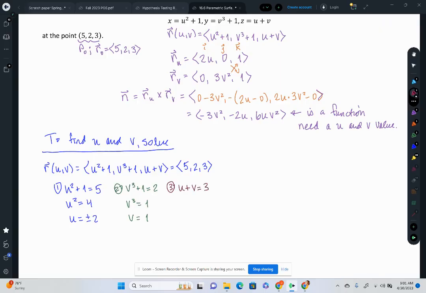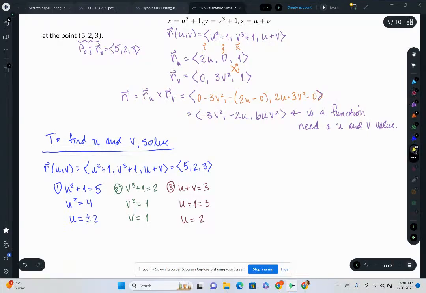Then we have the third equation, u plus v is equal to 3. Well, I do know v equals 1 for sure, so I'll plug that in. u plus 1 is equal to 3, so u is equal to 2. Okay, these are the values I want. I'm not going to take that negative 2 because it only satisfies equation 1, not equation 3. So u is 2, v is 1.